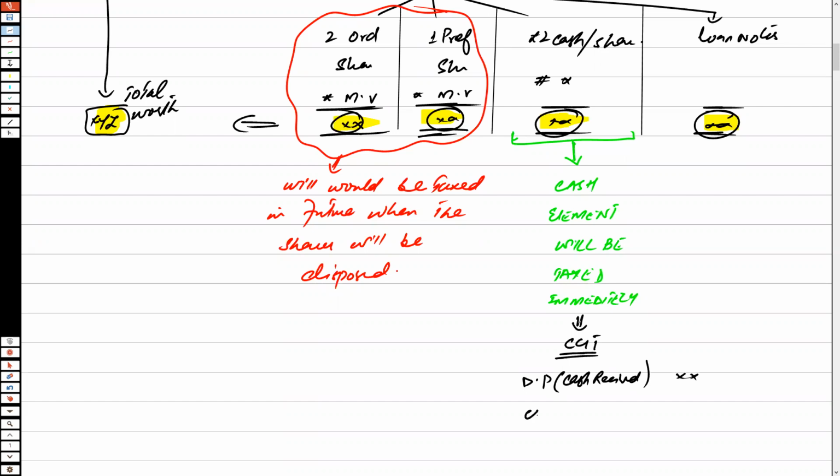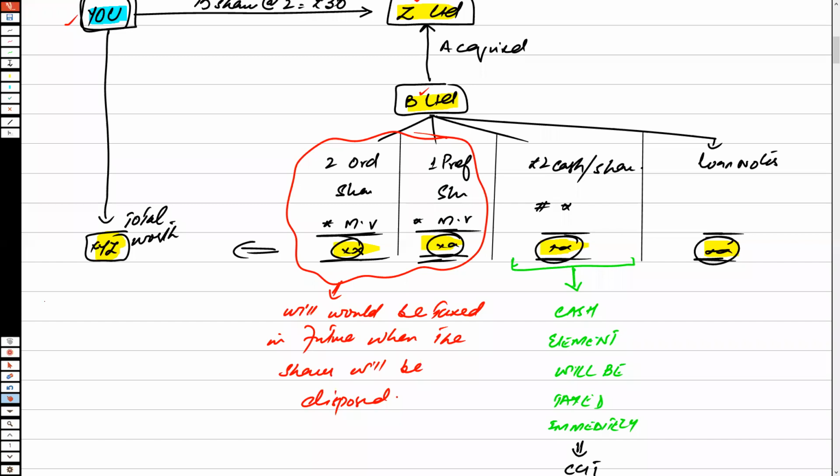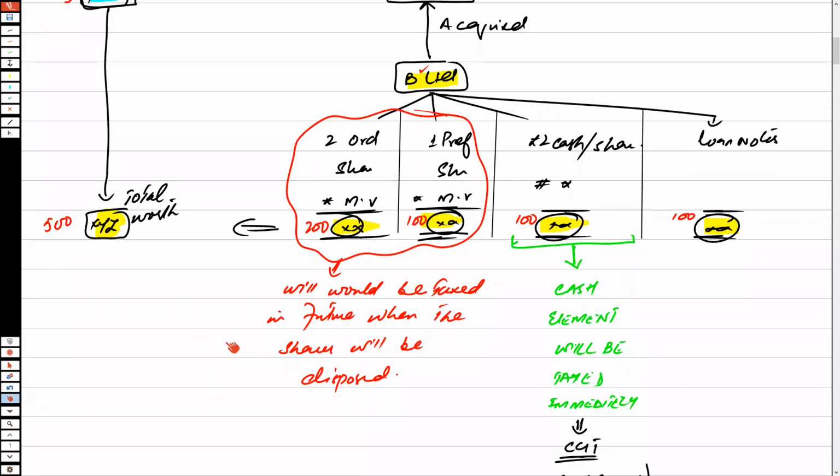From this value, you would be deducting costs. Now, how to find the cost of the shares? For example, by adding all of these yellow highlighted things, the total worth is now, let's say, and I'm just taking hypothetical figures, 500. How is this calculated? Let's say 200, 100, 100, and 100. So basically, the total worth is 500.